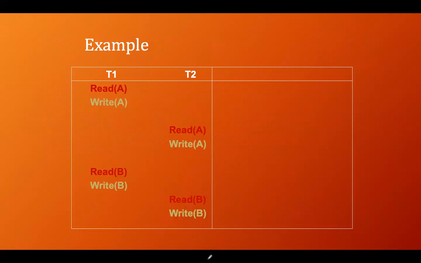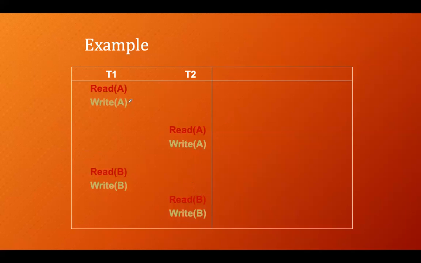There are two transactions T1 and T2. Here we have a read operation and write operation on A. Then we have a read operation and write operation on A. Then we have a read operation on B, write operation on B. Then we have a read operation on B, write operation on B. Now you have to tell me, do we have any conflict here in this non-serial schedule? So we have to first identify the conflicts.